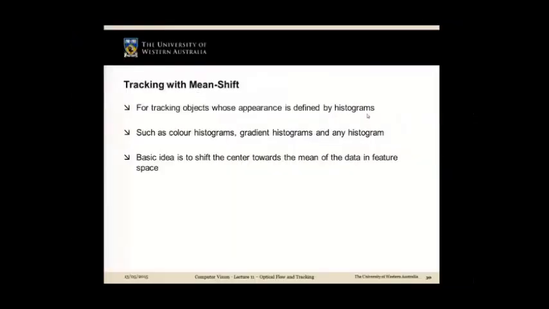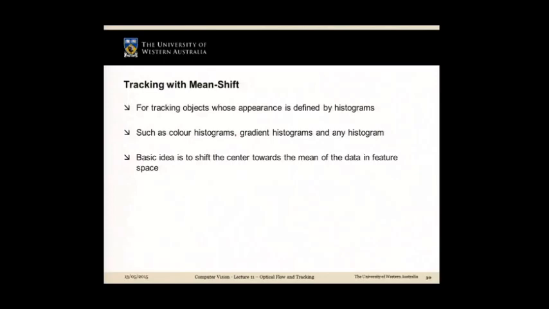Okay, so coming to another technique, which is called tracking with mean shift. Mean shift is used for tracking objects whose appearance is defined by histograms. So here come the histograms that we were discussing. We had some questions on the histograms. So for tracking objects whose appearance is defined by histograms, we use mean shift. And histograms, you can think of color histograms, gradient histograms, or any histograms.